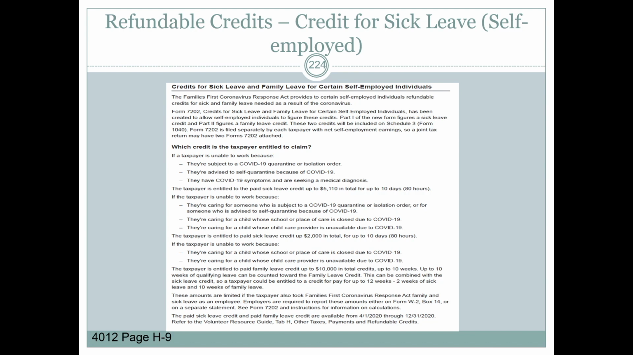The taxpayer is entitled to paid family leave credit up to $10,000 in total credits. Up to 10 weeks of qualifying leave can be counted toward the family leave credit. This can be combined with the sick leave credit, so a taxpayer could be entitled to a credit for pay for up to 12 weeks: 2 weeks of sick leave and 10 weeks of family leave.